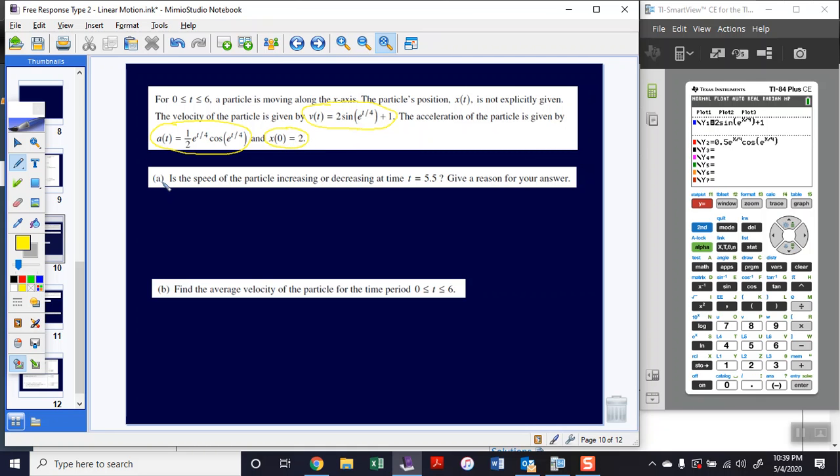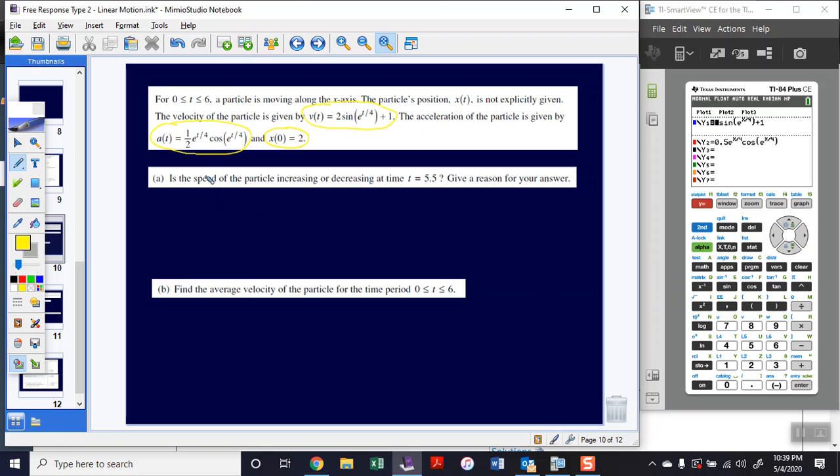Problem A is find if the speed is increasing or decreasing at the time 5.5, and we have to give a reason for that. That means if you just give an answer, even if it's right, but don't explain why, you won't get credit. B, find the average velocity of the particle during those 6 seconds.